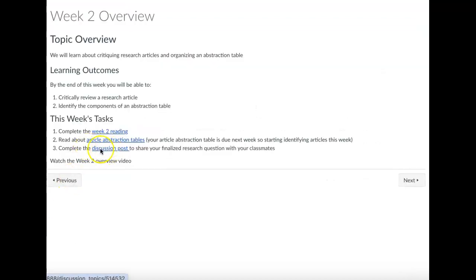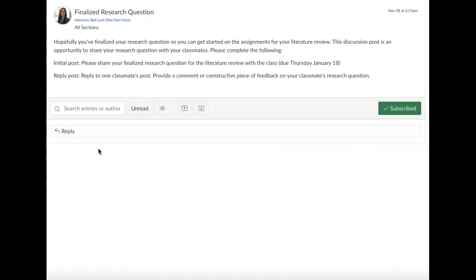The last thing I want you to do is complete this discussion post. So if I click here, this will take us to the discussion post. At this point, hopefully you've finalized your research question. If you have not, please come meet with me as soon as possible. I want you to be able to get started and start looking for papers, because your abstraction table is due next week. So the sooner you finalize that research question, the sooner you can get started on that assignment that's due next week. But I wanted to give you an opportunity to share your research question with the class so everyone can see what each other is working on.